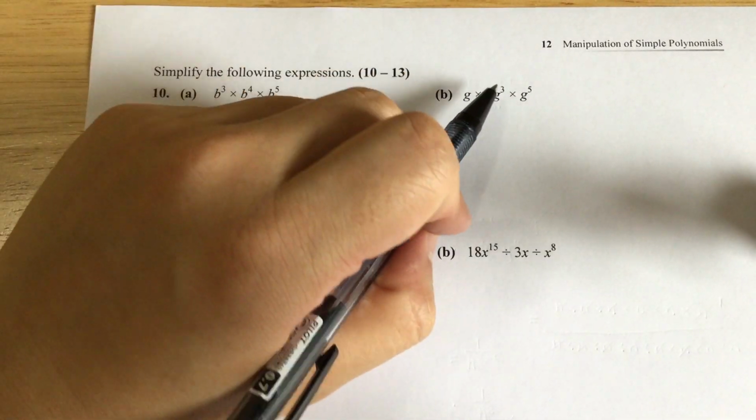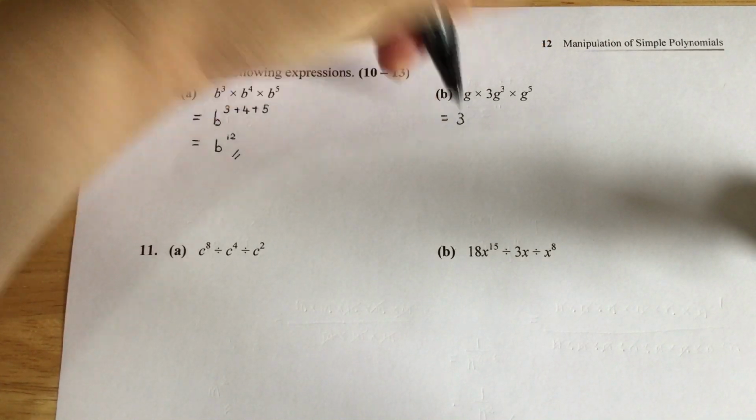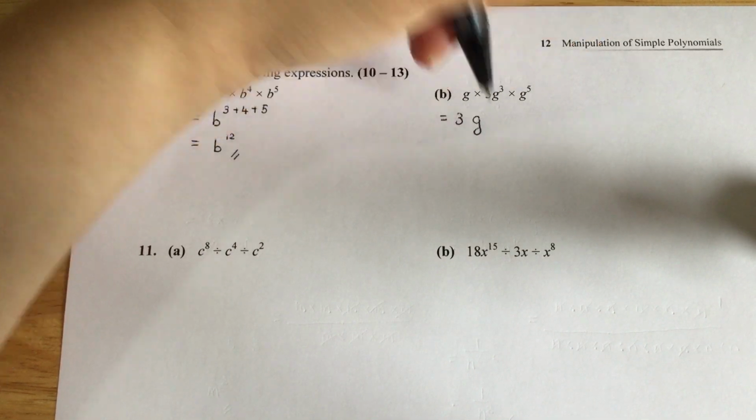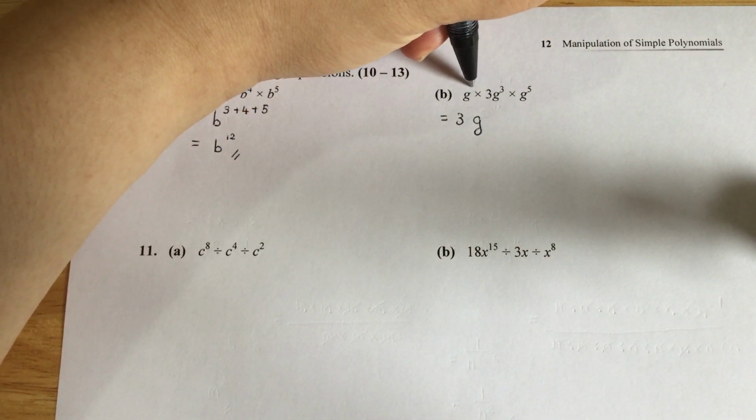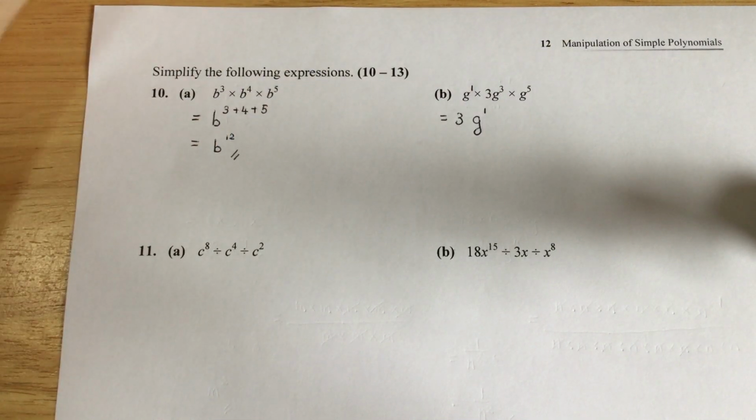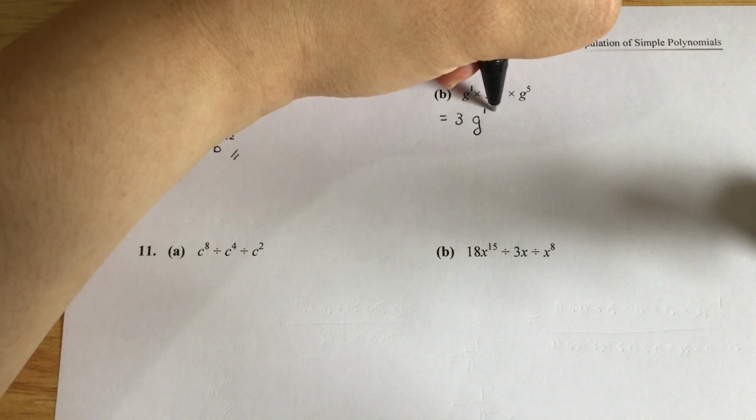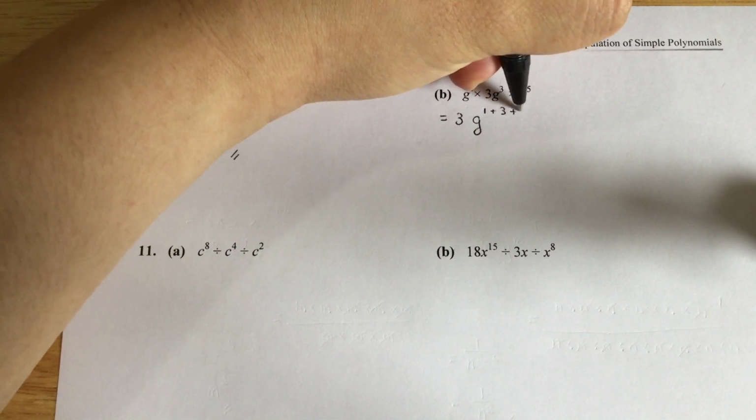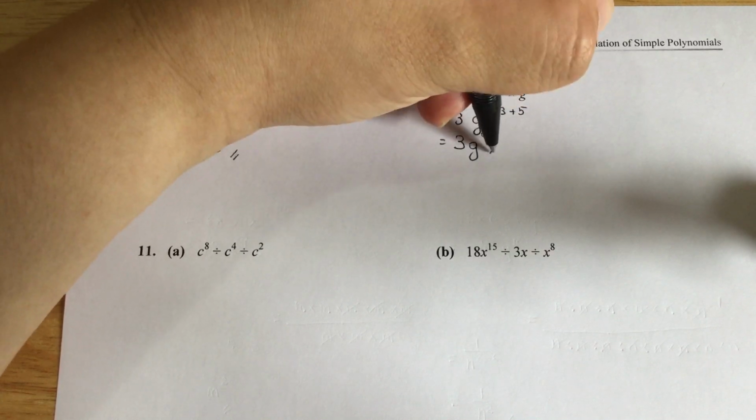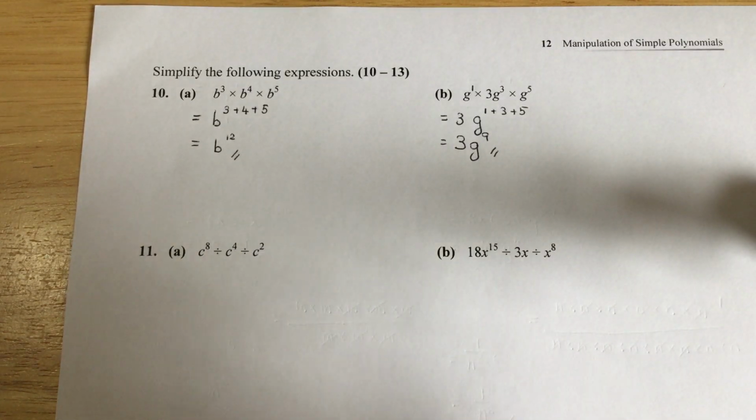And for G, this time you will see a 3 here. So why don't we write the 3 first? Because we multiply together. And then we have G that we do not write. This one is power 1. So we must add 1 here. Don't miss this one. Someone will miss this G with the power 1, so don't forget to add it. Make sure that you add this one, 3 plus 5. So this one is 3 with the G power 9. So you can solve the problem like this. This is question 10A and 10B.